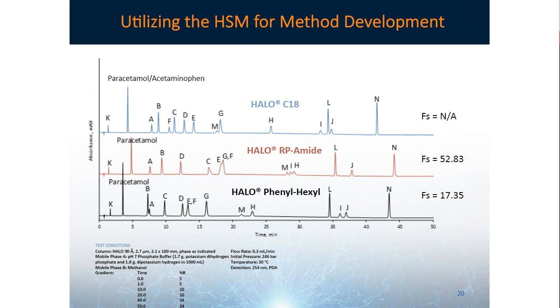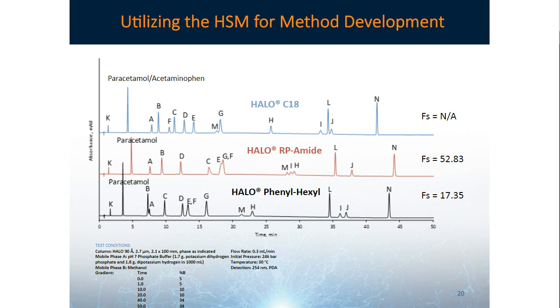So utilizing the HSM for method development, what it's really doing is helping you select columns that have different selectivities from each other. So here I'm showing the separation of paracetamol or acetaminophen and its associated impurity compounds. The top trace in blue is Halo C18, the middle trace in red is using the Halo RP-Amide, and the bottom trace in black is using the Halo Phenylhexyl.